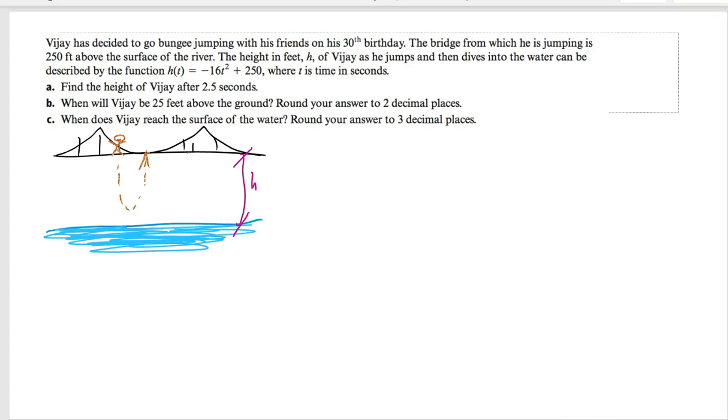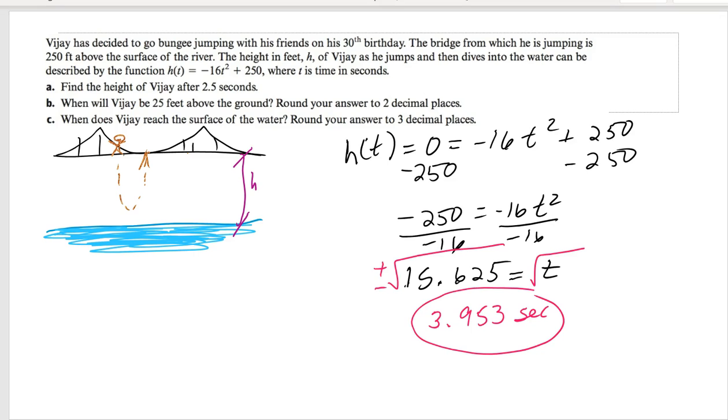C asks us, when does VJ reach the surface of the water? So this is easy if we remember that the definition of H is it's the height above the water. So H of T is equal to 0 when he reaches the surface of the water. So we'll once again use the square root property, and we'll get plus or minus 3.953. But once again, we realize that time cannot be negative, so we'll only consider the positive root, 3.953 seconds.